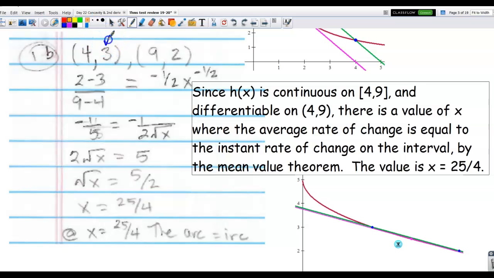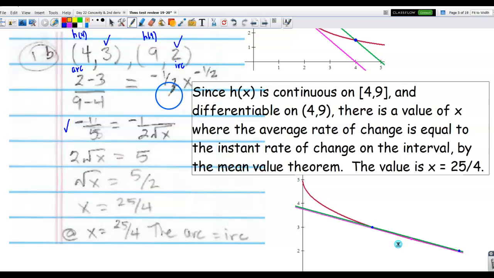I have to calculate the y values myself by substituting 4 into the original function, so I'd have to find h of 4 and find h of 9. That is how you calculate the y values for the endpoints. Here I am finding the average rate of change, change in y over change in x. Over here is the instant rate of change, which is the derivative of the given function. When I do the calculations, I get an average rate of change of negative 1/5.